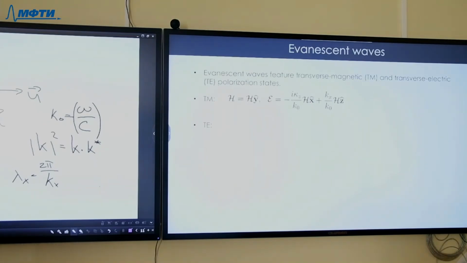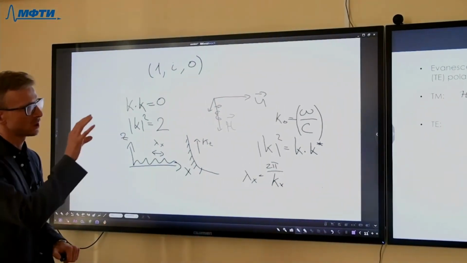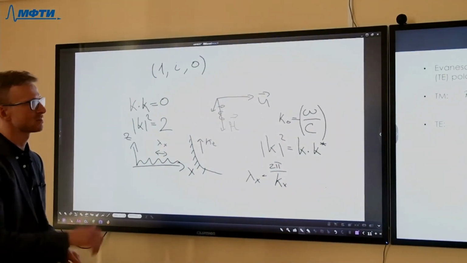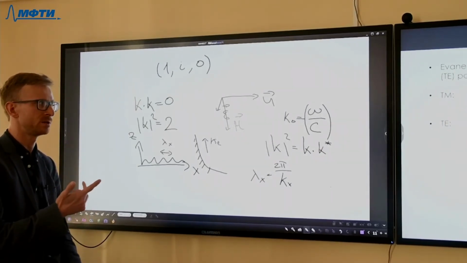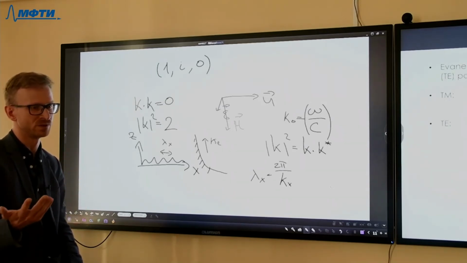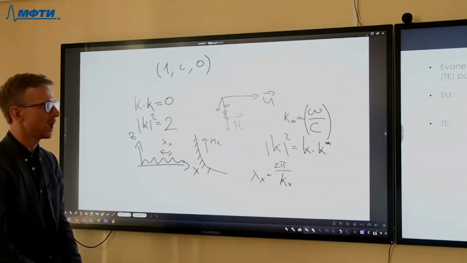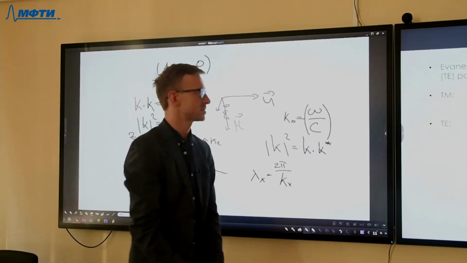So if in our example the wave is propagating along x, it is attenuating along z, and then the magnetic field will be along the y-axis. And electric field, remember, as soon as we know the wave vector and as soon as we know the magnetic field, from Maxwell equations we can calculate the electric field without any questions. And we can obtain the electric field for this wave. And this is quite interesting.